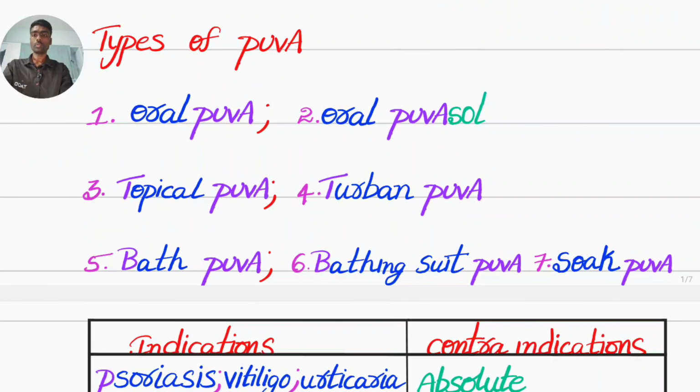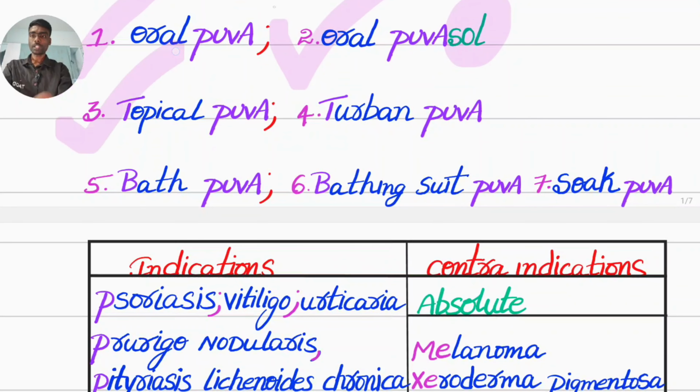Coming to types of PUVA: oral PUVA, PUVA sol, where sol is solar light, topical PUVA, turban PUVA, bathing suit PUVA, and soak PUVA. These all involve first taking psoralen, exposing the body to psoralen either orally or topically, or via a bathtub, or soaking the hands and feet, then exposing the same body to UVA after some time. These are all different methods of administration of PUVA.